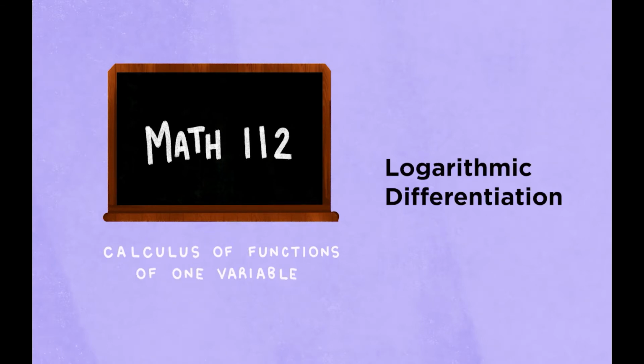Math 112. Today we are motivated by the question of how to differentiate the function y equals x to the x. We can't use the power rule because the exponent is changing, and we can't use the exponential rule because the base is changing. To differentiate this function, we're going to have to use ideas from implicit differentiation.